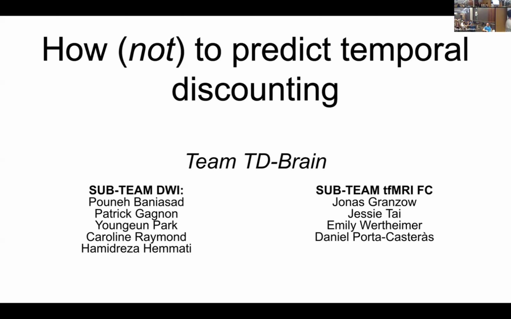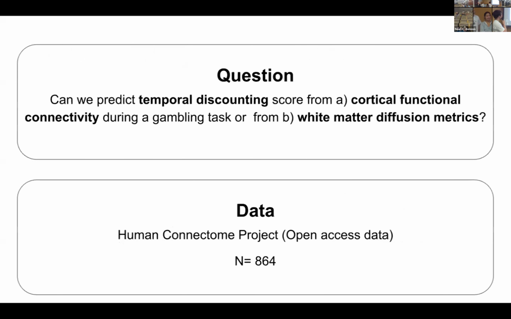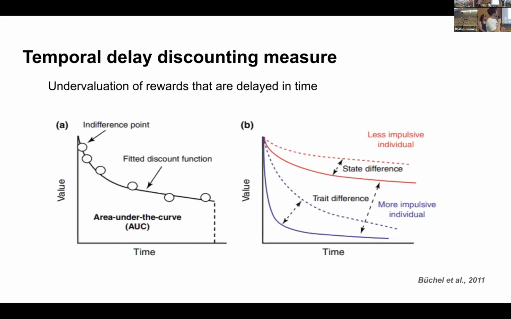Yeah, so our project was titled How Not to Predict Temporal Discounting. Our project was more focused on being a learning exercise, so don't expect high performance. The actual question we had was whether we were able to predict temporal discounting using cortical functional connectivity during a gambling task, as well as white matter diffusion methods. We had the data coming from the Human Connectome Project, having access only to the open access data. And the actual target was the undervaluation of rewards over a delayed period of time.